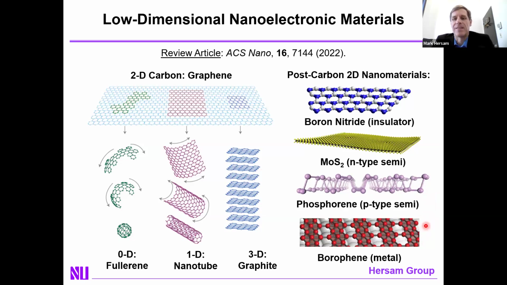The point of the slide is to highlight that even with this small number of examples, we already have all electronic properties from metals to insulators and semiconductors in between. And as a result, if we could assemble these into heterostructures, we should be able to realize any and all electronic device functionality.